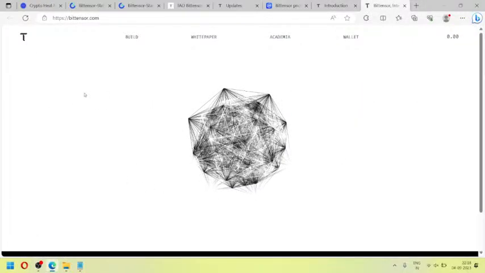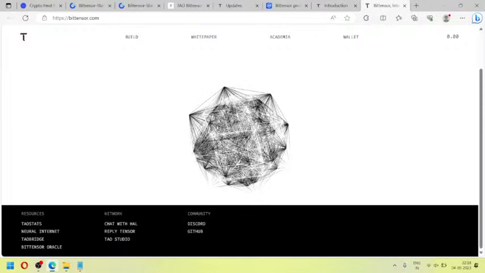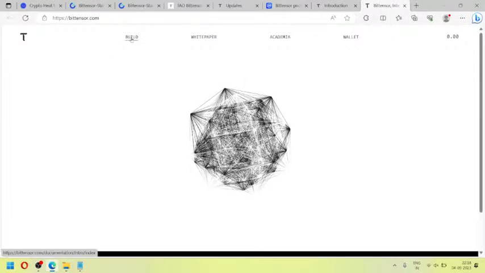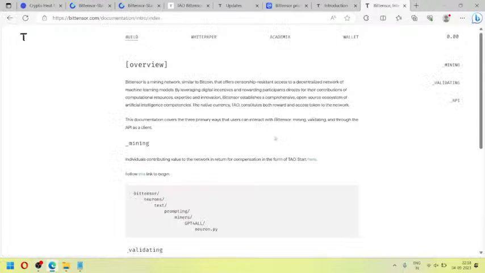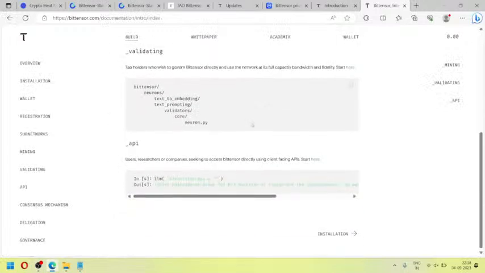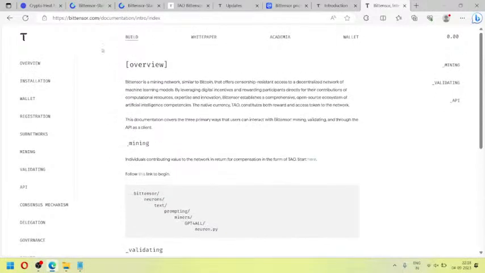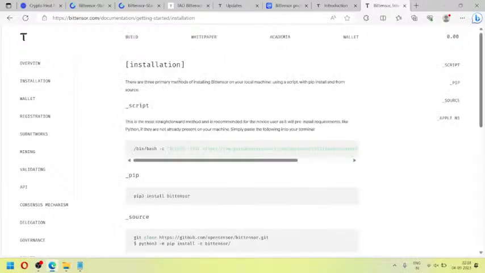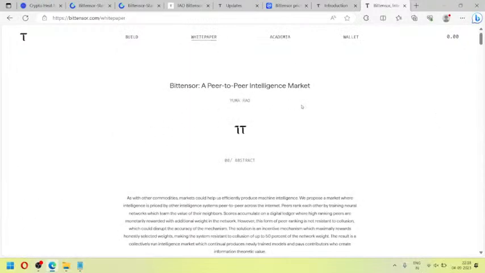And this is the Bittensor website. You can build here. If you have any coding idea, you can build anything, including installation, everything you can do if you know about coding.